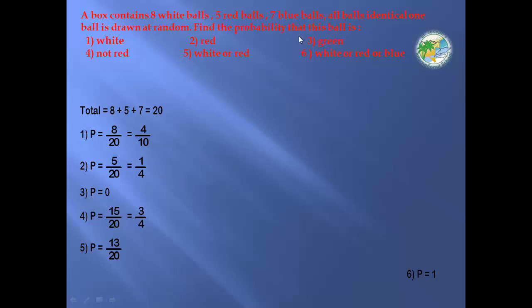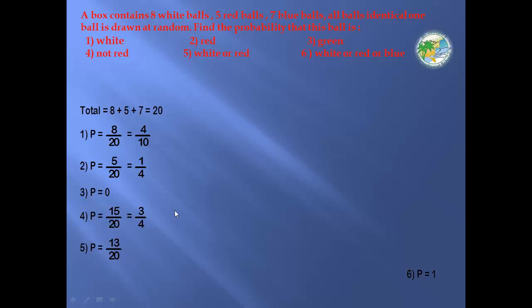Number 3, probability of getting green. We don't have a green ball, then 0 over 20 equals 0. Probability equals 0, an impossible event. Number 4, not red. If it is not red, it will equal what? The red balls equal 5, so 7 plus 8, 15 over 20 equals 3 over 4. Simplify both numerator and denominator, divide by 5, 3 over 4.